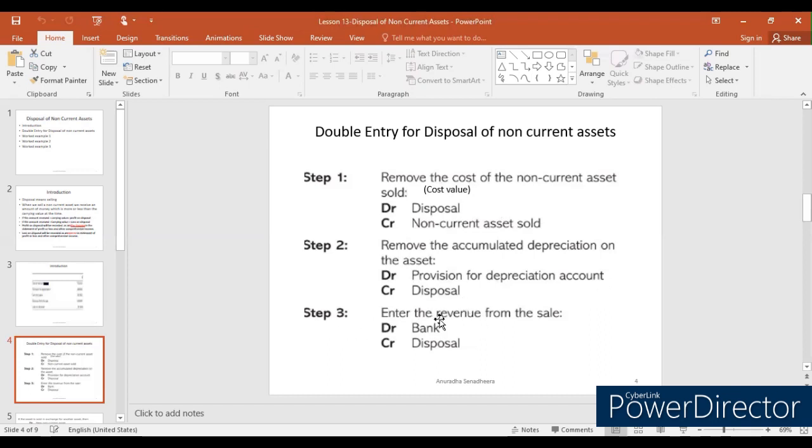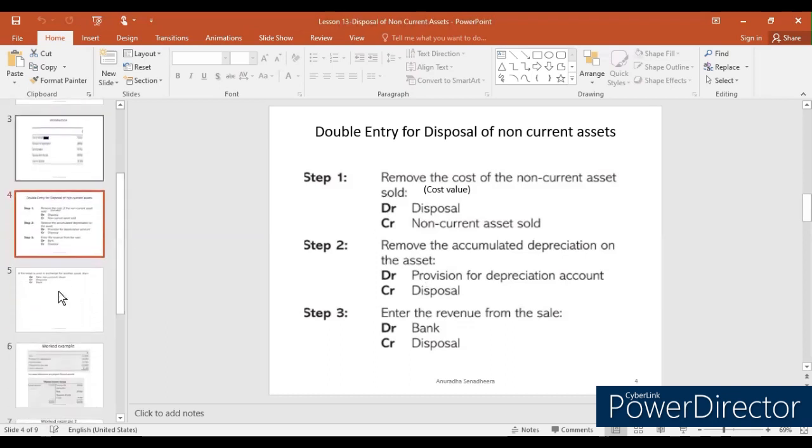And the third one is when you get the money after selling, the money coming to your bank account: bank debit, disposal account credit. So very easy to remember. At the beginning disposal will be debit, and in the last two cases disposal will be credited. So when you remove the cost, disposal account debit, asset account credit; then provision account debit, disposal account credit; and when you get the money, bank account debit, disposal account credit. Very easy to remember. So that's the double entry.